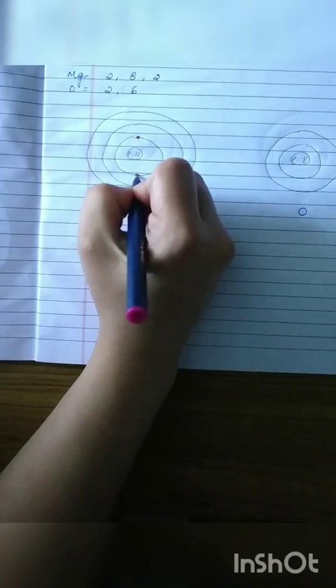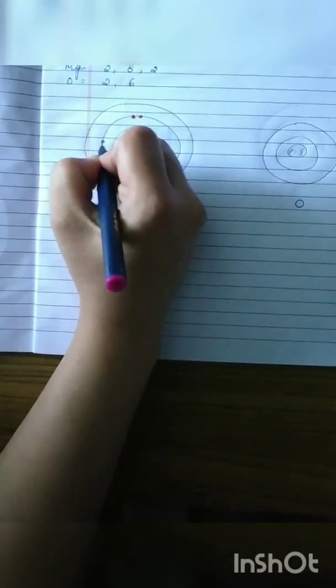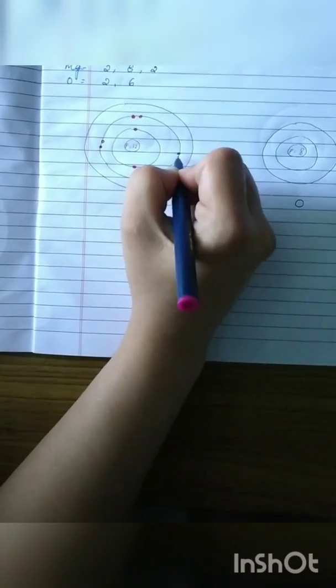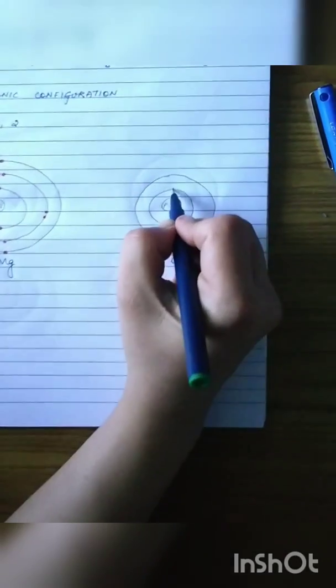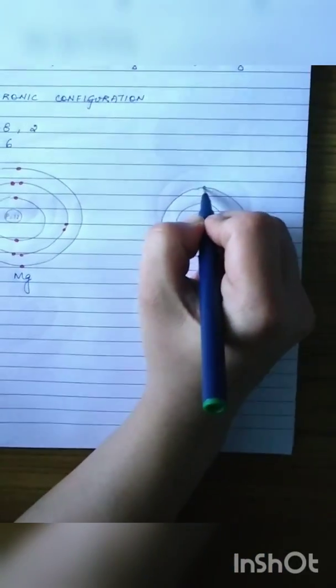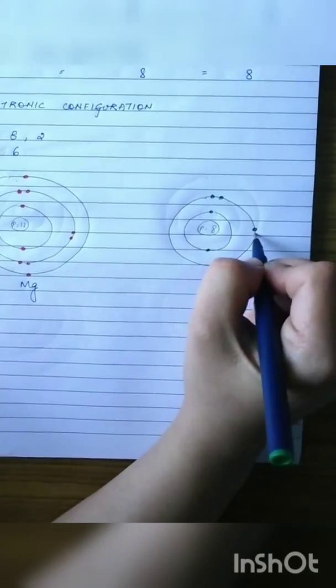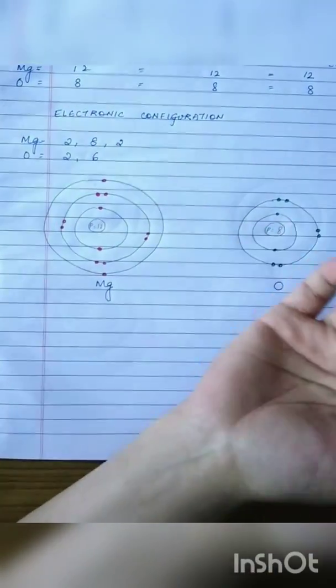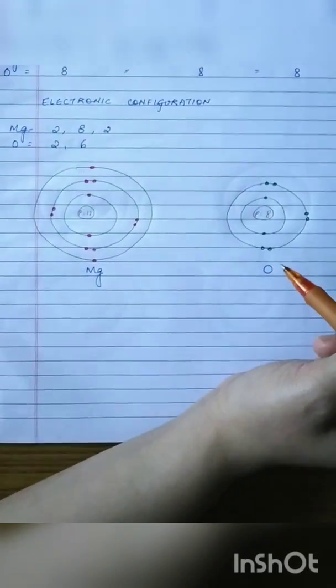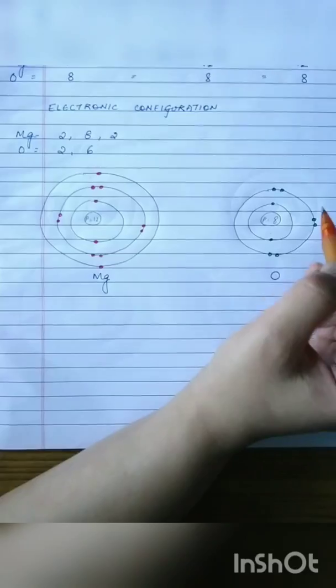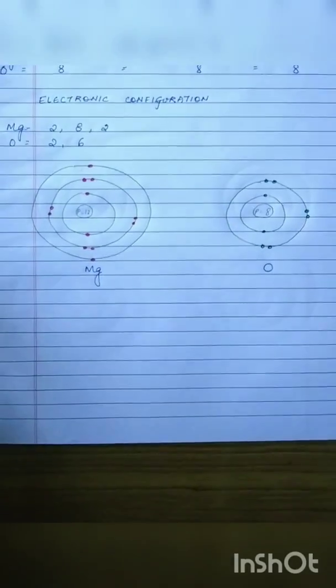So 1, 2, 3, 4, 5, 6, 7, 8 and the outermost orbit has 2. Atom of oxygen, 2, 3, 4, 5, 6. So as I've explained, magnesium has to form ions by giving away electrons, so that the outermost orbit has 8 electrons, and oxygen will form ions by receiving electrons, so that its outermost orbit will have 8 electrons.